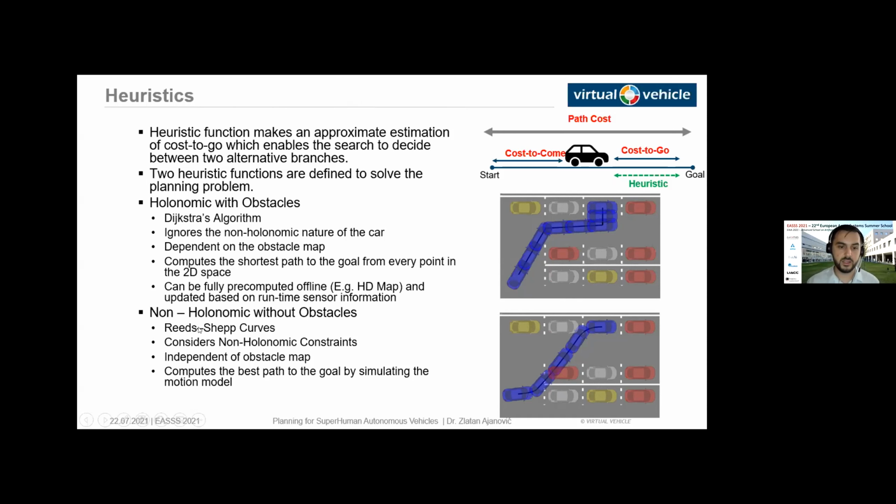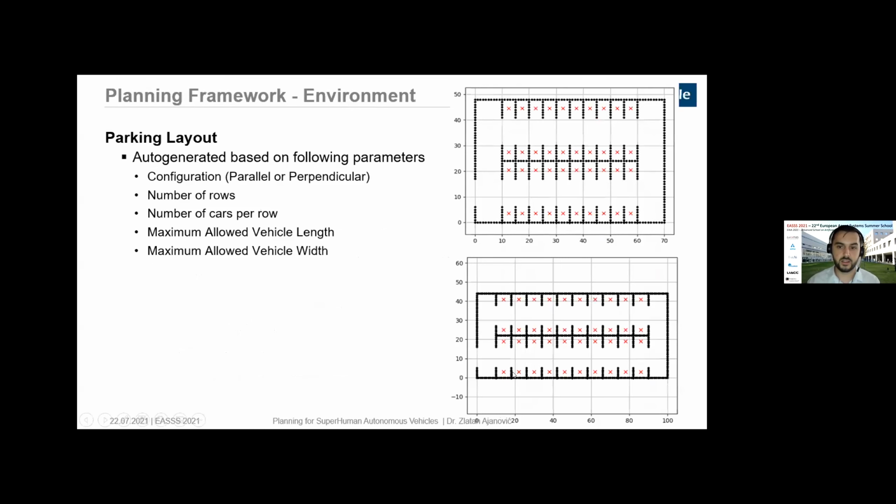And this one actually can be pre-computed in some aspects if we have the map or we know the vehicle in advance. And the other one is non-holonomic without obstacles. So we also have some analytical solutions for this one. So we neglect other vehicles, but we take care of the vehicle's non-holonomic driving capabilities and constraints.